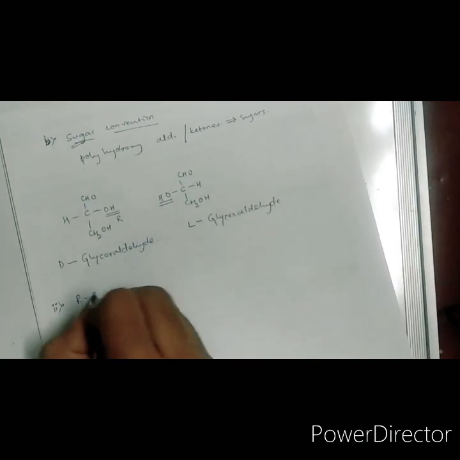Now let us see the second system of nomenclature, that is the RS system.